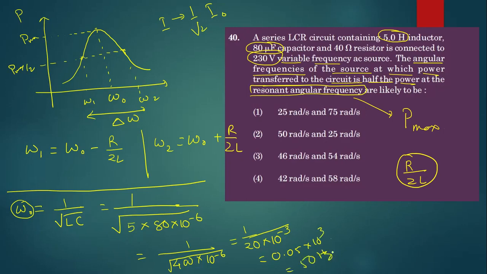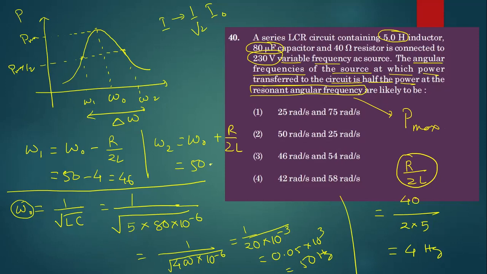So that's the resonance frequency. Now let's calculate this term. What is R? According to the question, R is 40 and L is 5. Thereby this term will give us 4 Hz. So the lower cutoff frequency will be 50 minus 4, which is equal to 46, and the upper cutoff frequency will be 50 plus 4, which is equal to 54. So the answer is option 3. Let's move on.